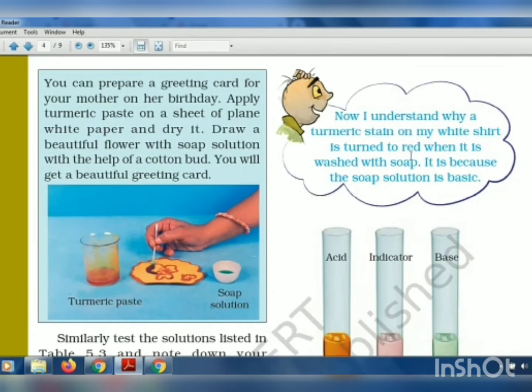What you must have seen is that when some oil or turmeric falls on a white shirt, and it comes in contact with soap, when your mother washes it, it turns red. This is because the soap solution is basic. The soap solution is basic, so we can understand that when turmeric comes in contact with a basic solution, it turns red in color. Okay.